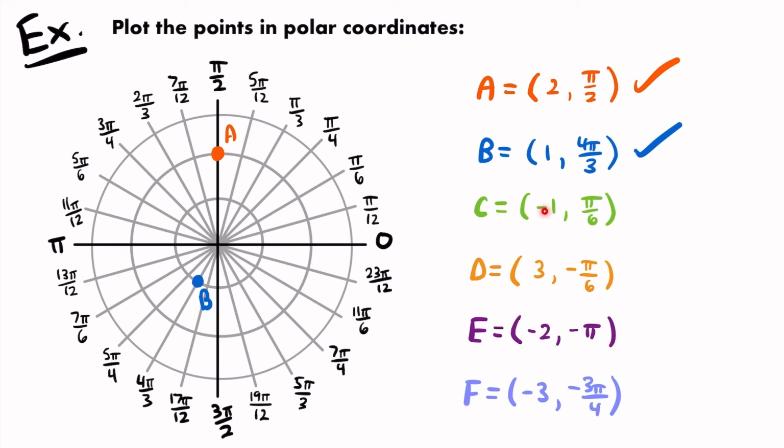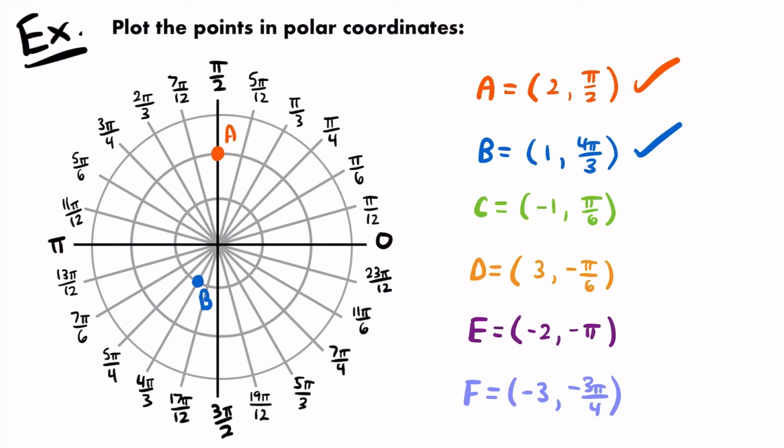C is equal to negative 1 comma pi divided by 6. So once again, let's start with the angle. In this case, our angle is positive pi divided by 6, so we're still going to be moving in the counterclockwise direction when we measure that angle. If we start at the polar axis, pi divided by 6 is right here, so our point is going to be along this line in some way. However, our radius this time is negative 1, and when your radius is negative, what you do is first find where that point would be if the radius is positive, and then you reflect it to the other side of the coordinate system.